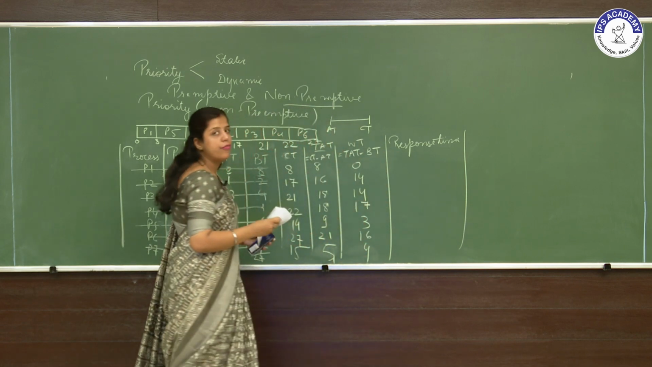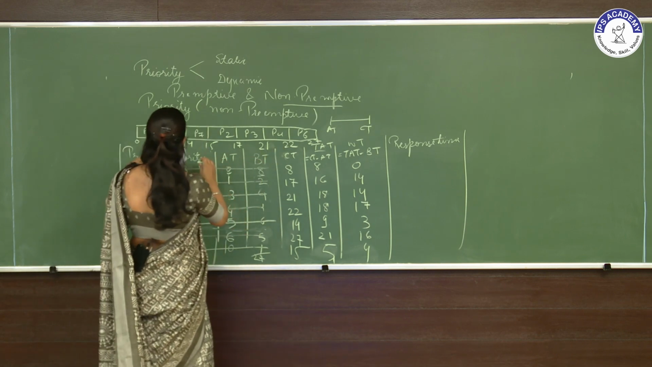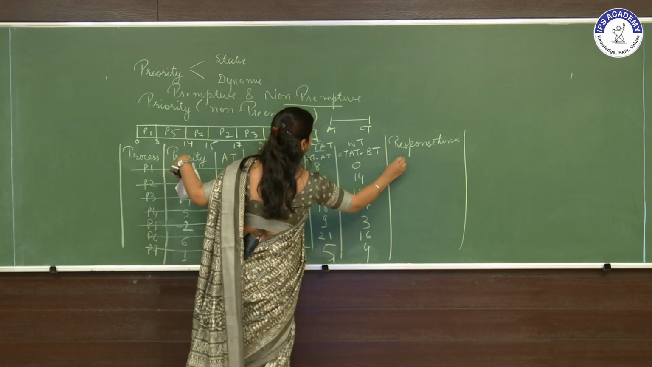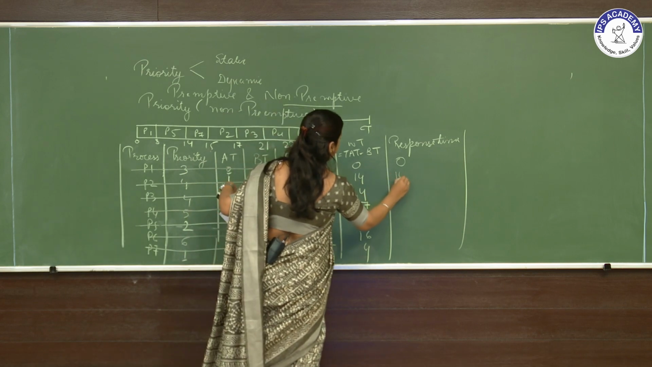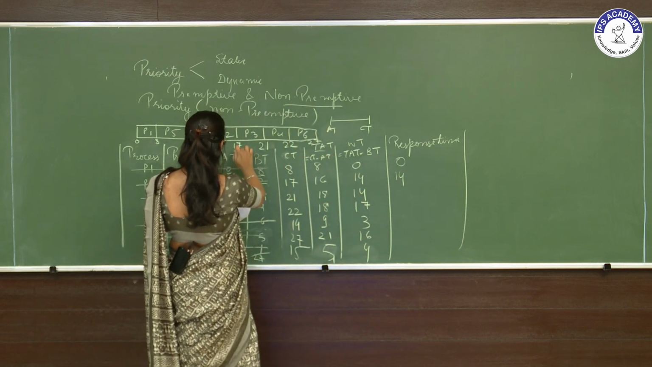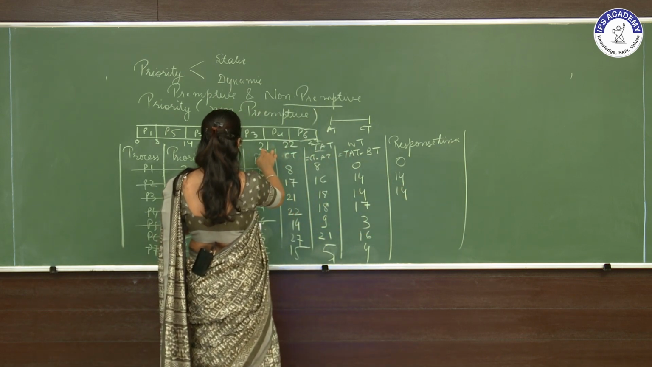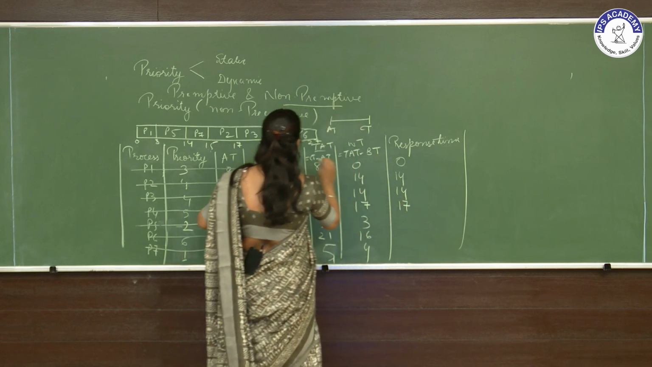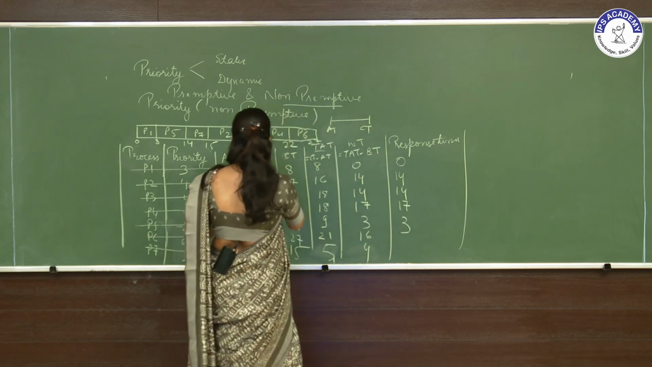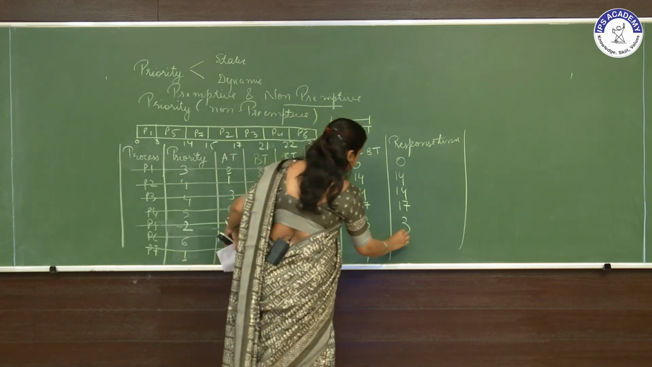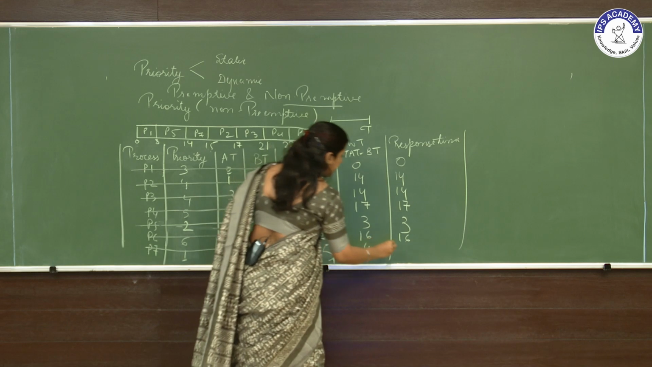Next, response time. First time a response has been given to the process minus arrival time. Response time for P1 0 minus 0, 0. For P2 15 minus 1, 14. For P3 17 minus 3, 14. For P4 21 minus 4, 17. For P5 8 minus 5, 3. For P6 22 minus 6, 16. For P7 14 minus 10 will be 4.